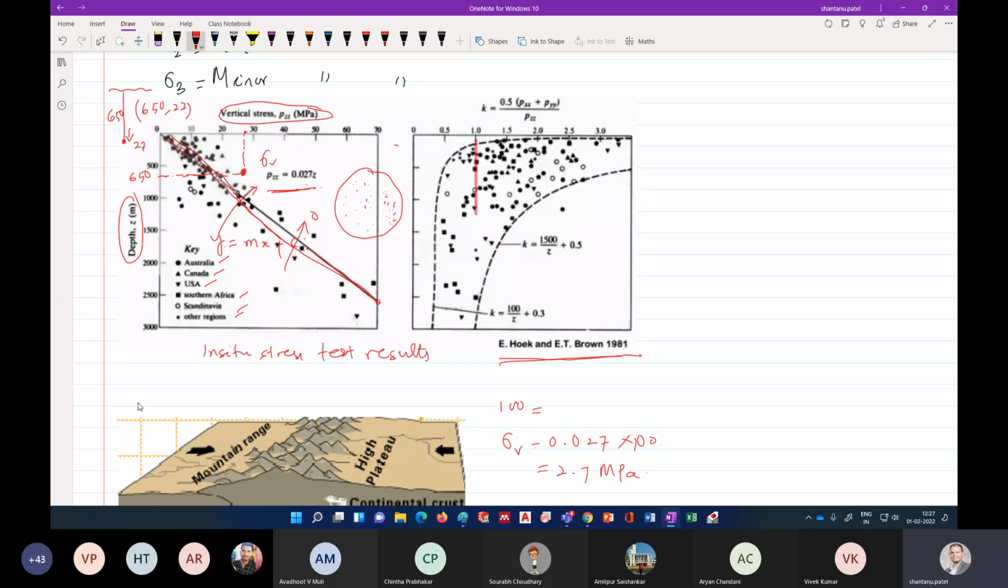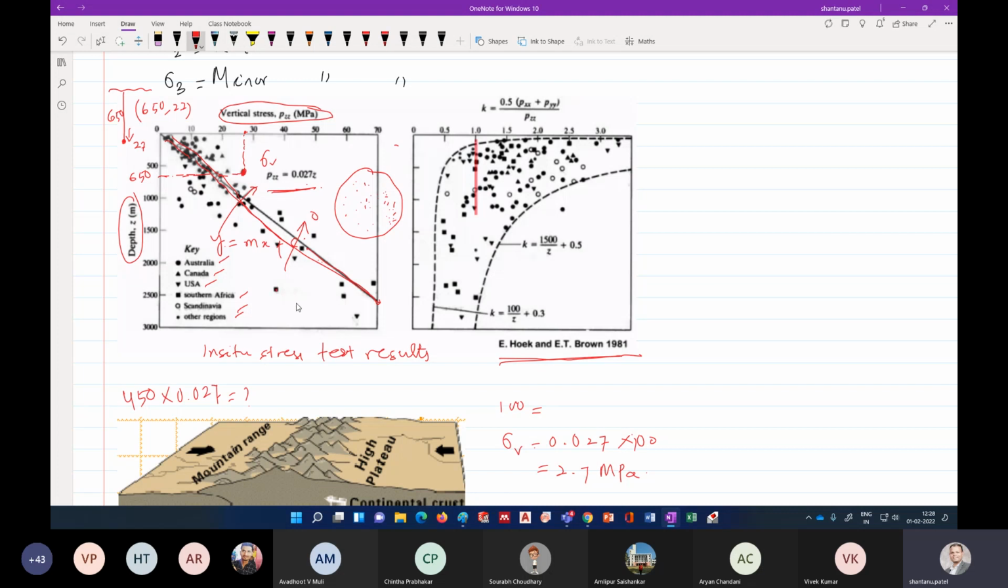So for your project, let's say the depth is 450 meters, right? So you just multiply 450 with 0.027, and whatever value comes, that is your vertical stress. This is what people generally do. Okay, so maybe there is some variation.